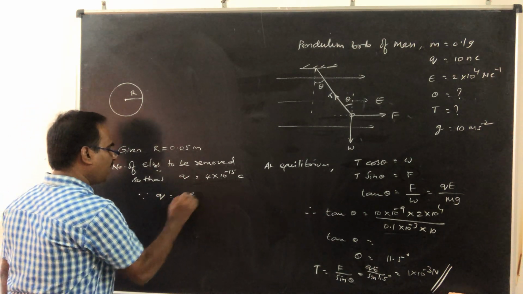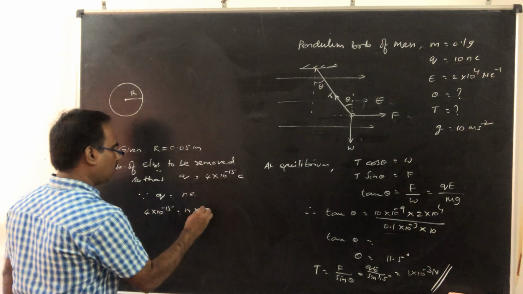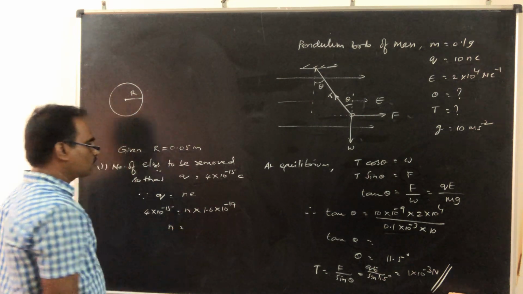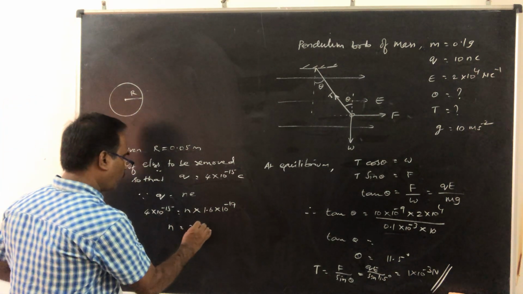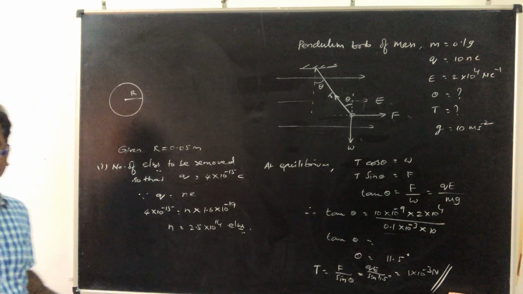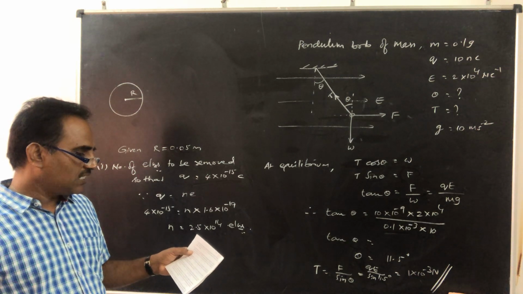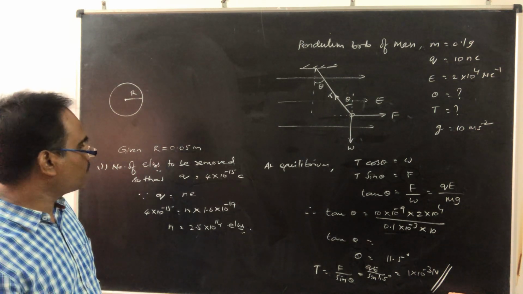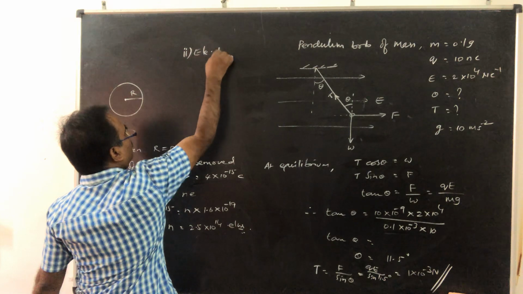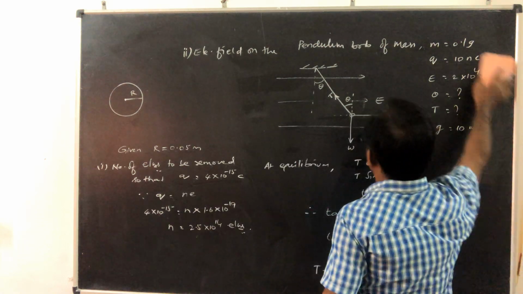Since Q is equal to Ne, this 4 into 10 to the power of minus 15 is equal to N into 1.6 into 10 to the power of minus 19. So you find this N, it comes to be nearly 2.5 into 10 to the power of 14 electrons. So this is one part of the problem. The second part is, what is the electric field at a point on the surface of the sphere?